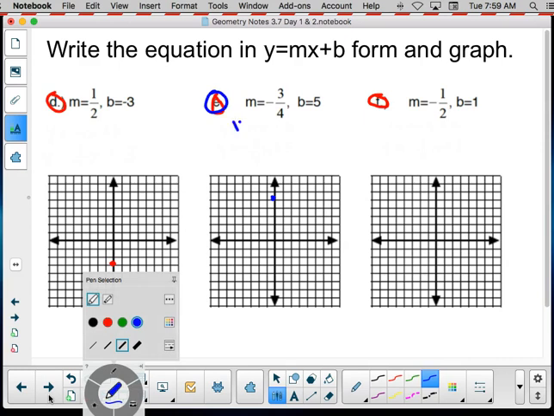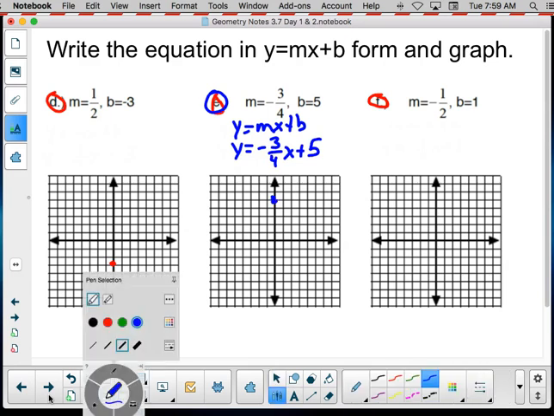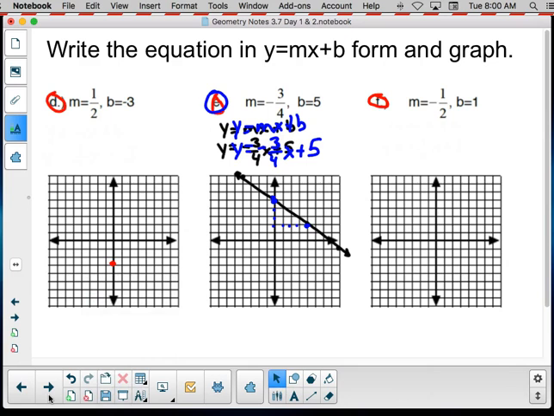So I have y equals mx plus b, where y is equal to negative 3/4 x plus 5. Again, I'm starting at 5: 1, 2, 3, 4, 5. I'm starting here at 5. And from 5, I'm going to go down 3 because I've got a rise over run of negative 3/4. I put the negative with the top value. So I would go down 3, 1, 2, 3 over 4, 1, 2, 3, 4, and I'm able to draw my line through those 2 points.